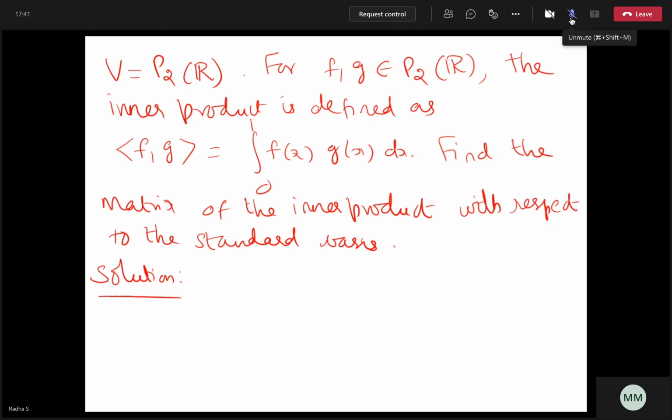Polynomials of degree less than or equal to 2. Okay. So what is the basis for them? 1, x, x square. So let alpha be 1, x, x square, the standard basis. Right? So we need to find the matrix of the inner product.